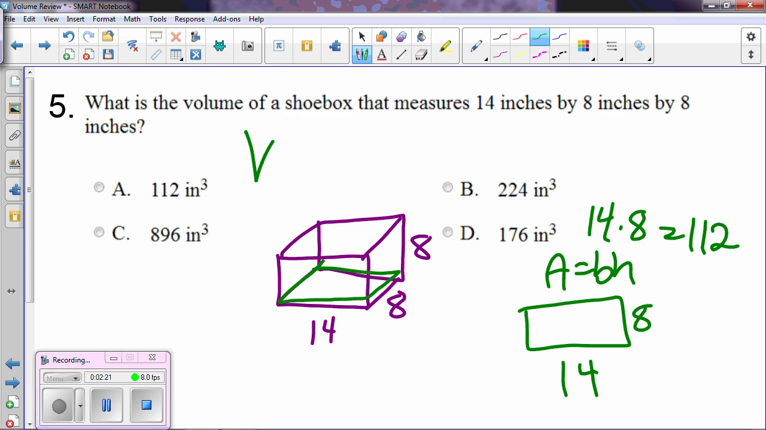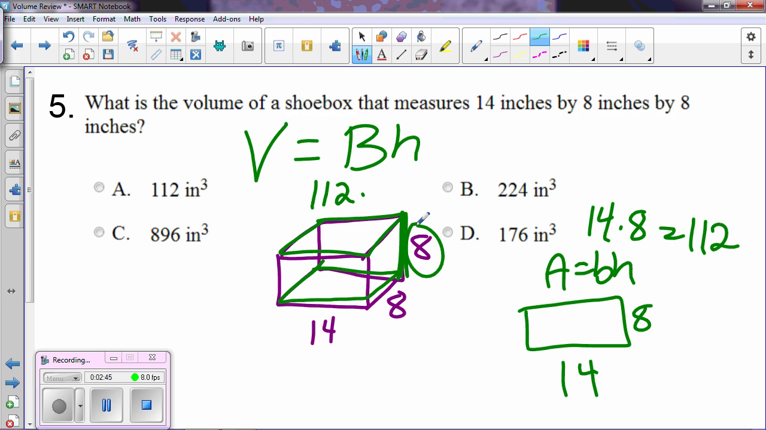So, volume formula for prisms, capital B times H. So 112 is the area of our base. We're going to plug that in for capital B. So 112 times H, which is the height of our prism. What connects one base to the one across from it? Well, what connects the bottom piece to the top? That's those side pieces, which are 8 inches. So 8 is going in for our height. Multiplying together, and you'll get your answer of 896 inches cubed because it's volume.